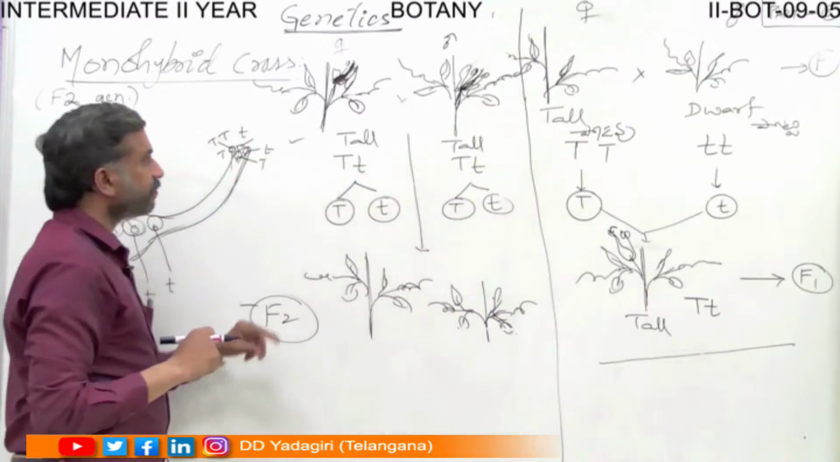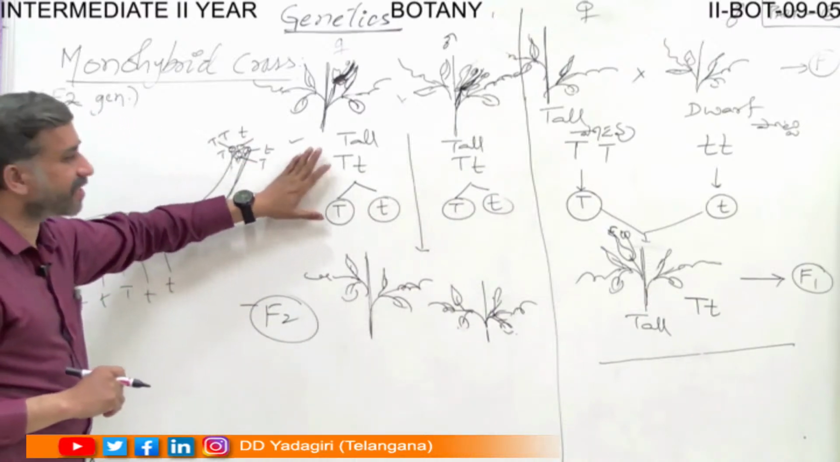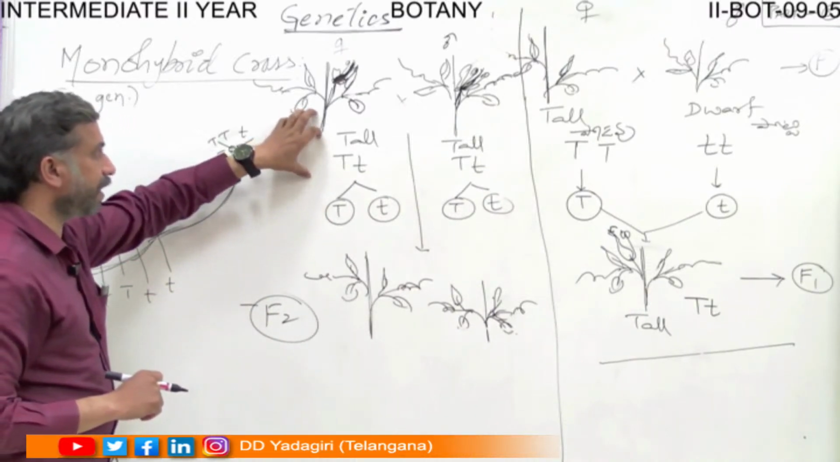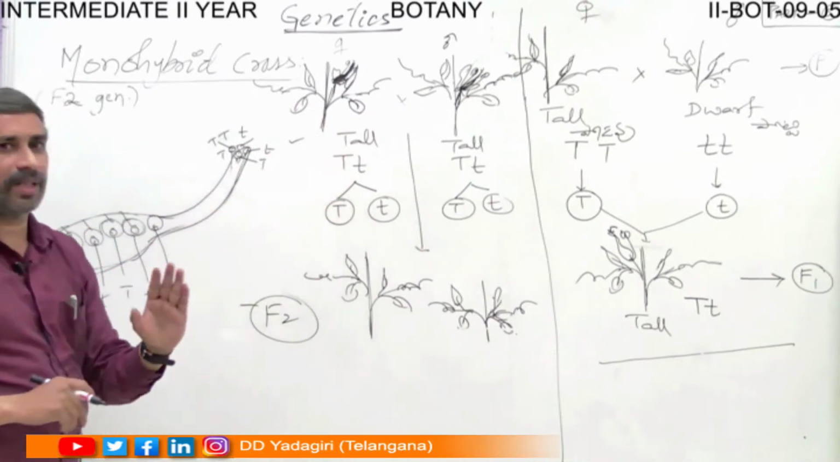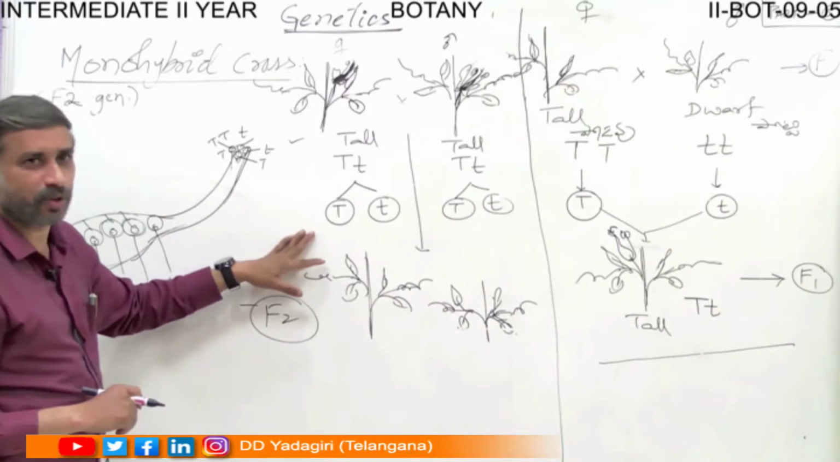Now if this F1 plant is producing the gametes, the gametes will contain only half the number of chromosomes.